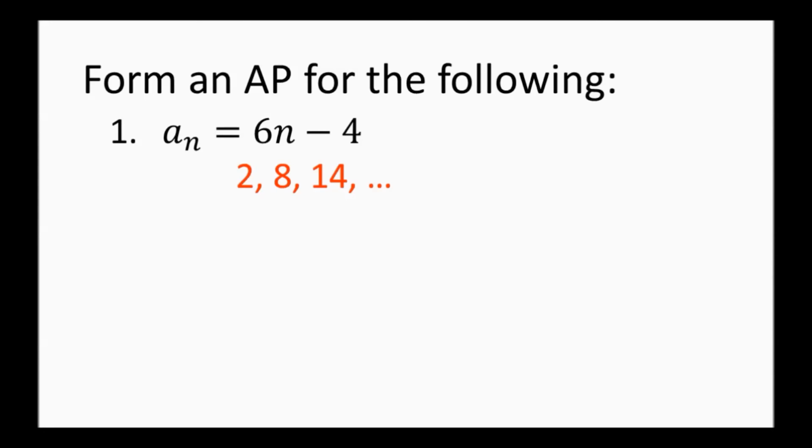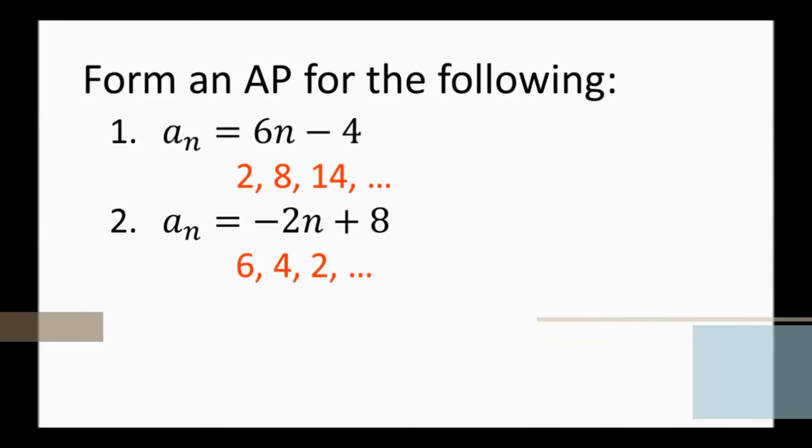In the second case, a_n equals minus 2n plus 8. Again, put n equals 1 in order to obtain the first term. If n equals 1, I will get the first term, that is 6. And the coefficient of n is minus 2, so my common difference is minus 2. First term is 6, common difference is minus 2. My arithmetic progression will become 6, 4, 2, and so on.